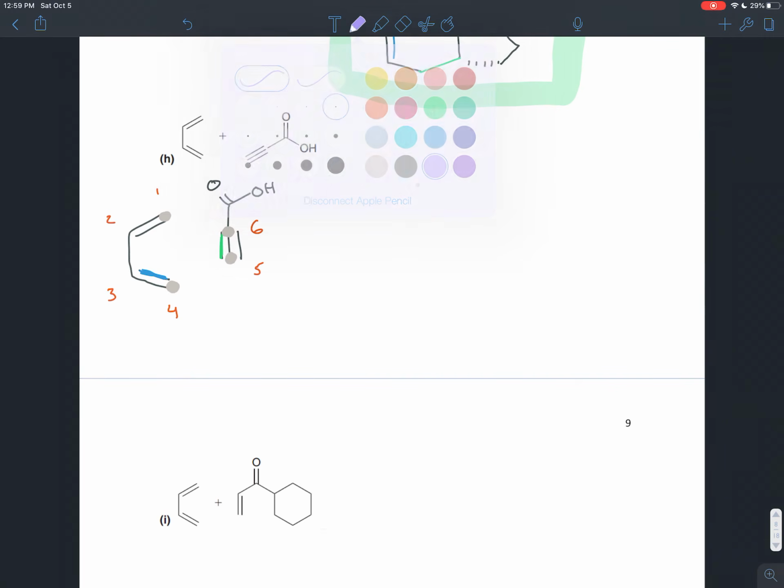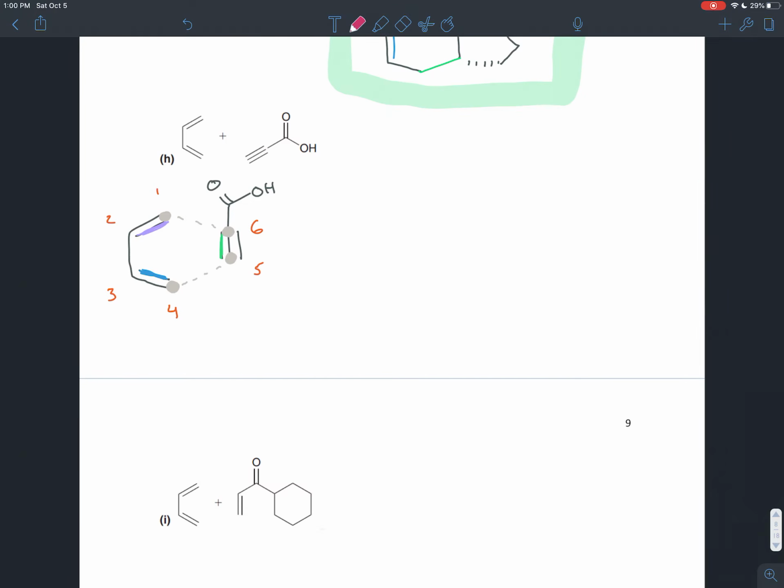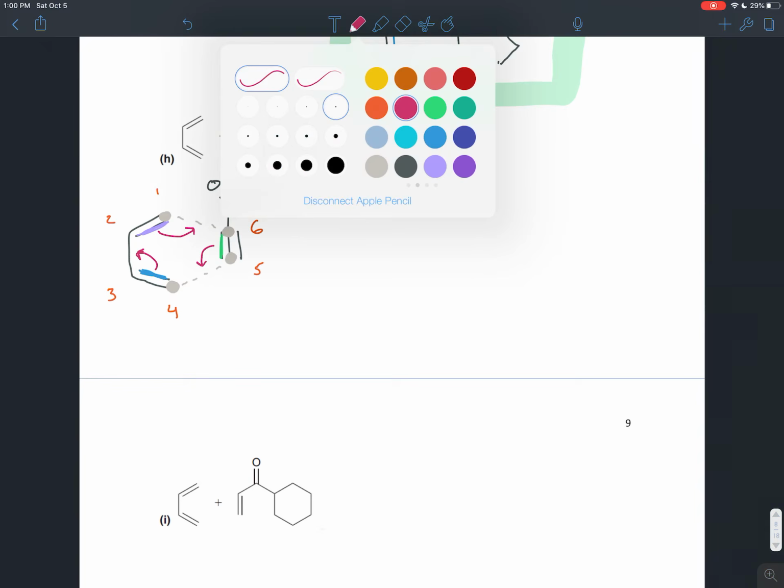And notice that in the dienophile here, it's only one of the pi bonds that is going to be moving. The other pi bond is going to stay right where it is. So now we can draw those dotted lines between the ends of our molecules, and we just want to take those pi electrons and move them all clockwise. So here I'm going to move all of those one bond over clockwise.